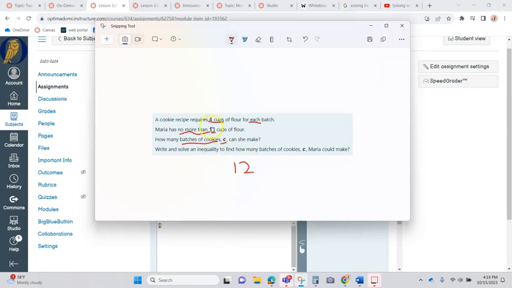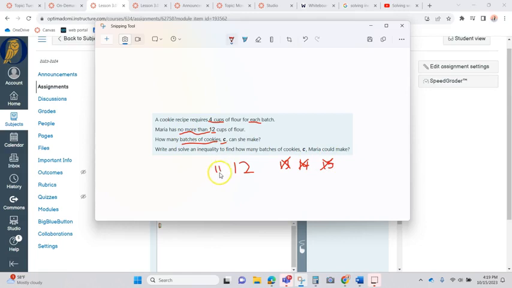I have no more than... So I don't have 13, right? Because no more than 12, that's not 13. 13 is more than 12. I don't have 14. I don't have 15, because that's more. I want no more than.